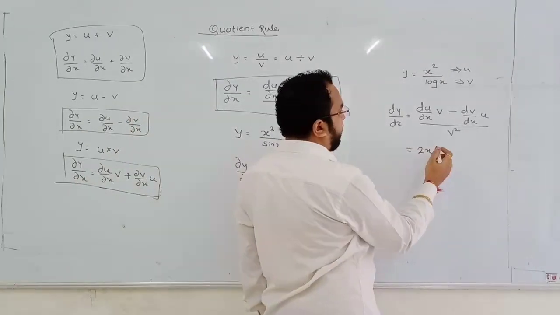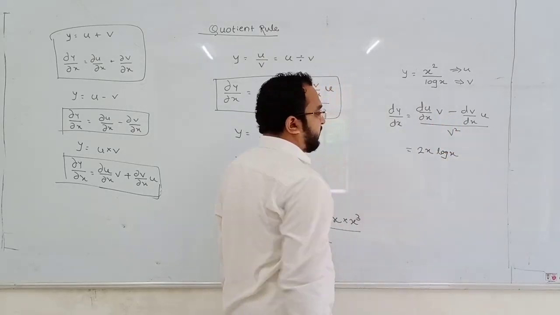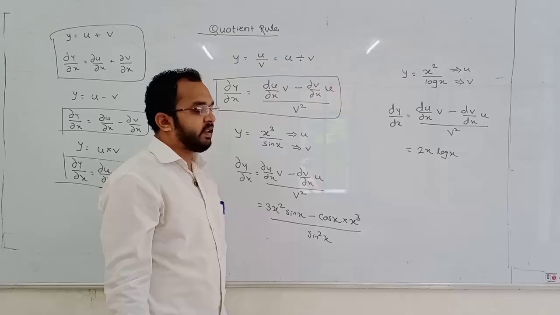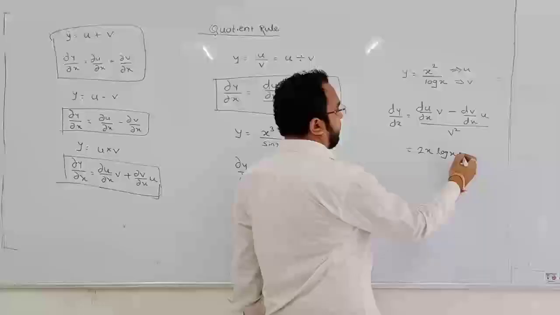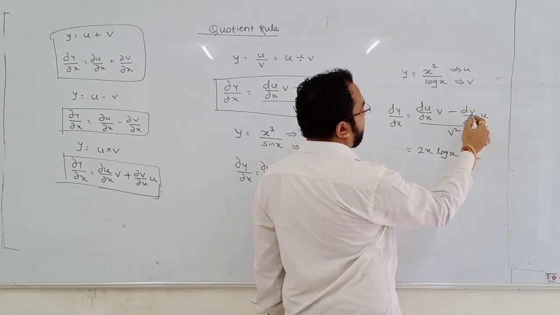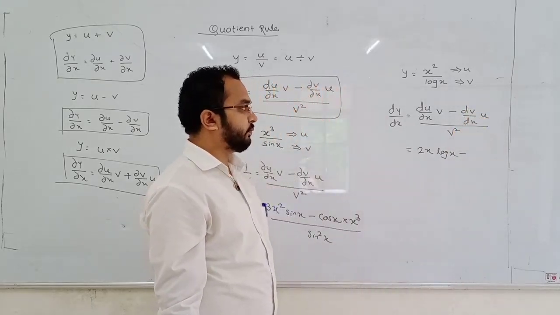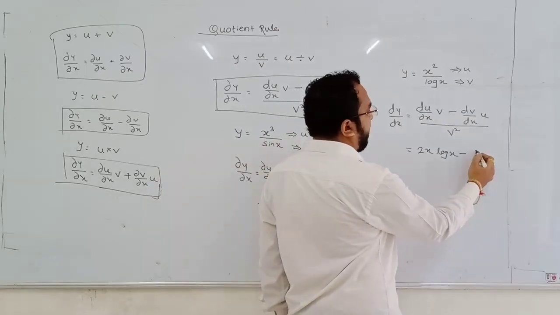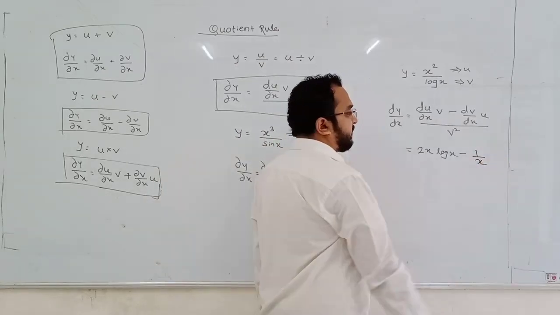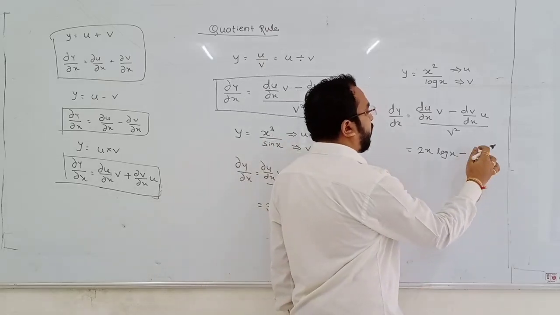That will be 2x multiplied by v. What is v? Log x. v is log x, the second function. Minus, log x as it is. See dv by dx, differentiation of log x. Differentiation of the second function. What is the differentiation of log x? 1 upon x. Differentiation of log x is 1 upon x.